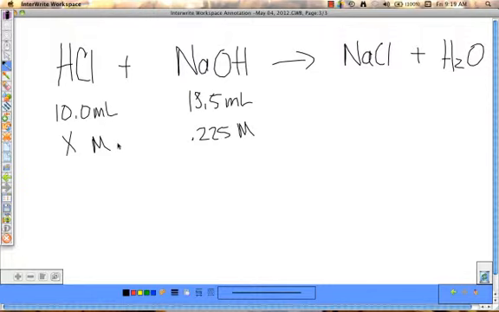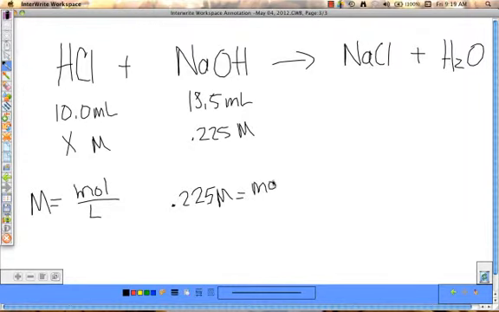Molarity is equal to moles over liters, right? So do we know the molarity of sodium hydroxide? It's 0.225. What volume in liters do we have? Right. We have to change that to liters. So then how many moles? We multiply those two together and we get the number of moles of sodium hydroxide.